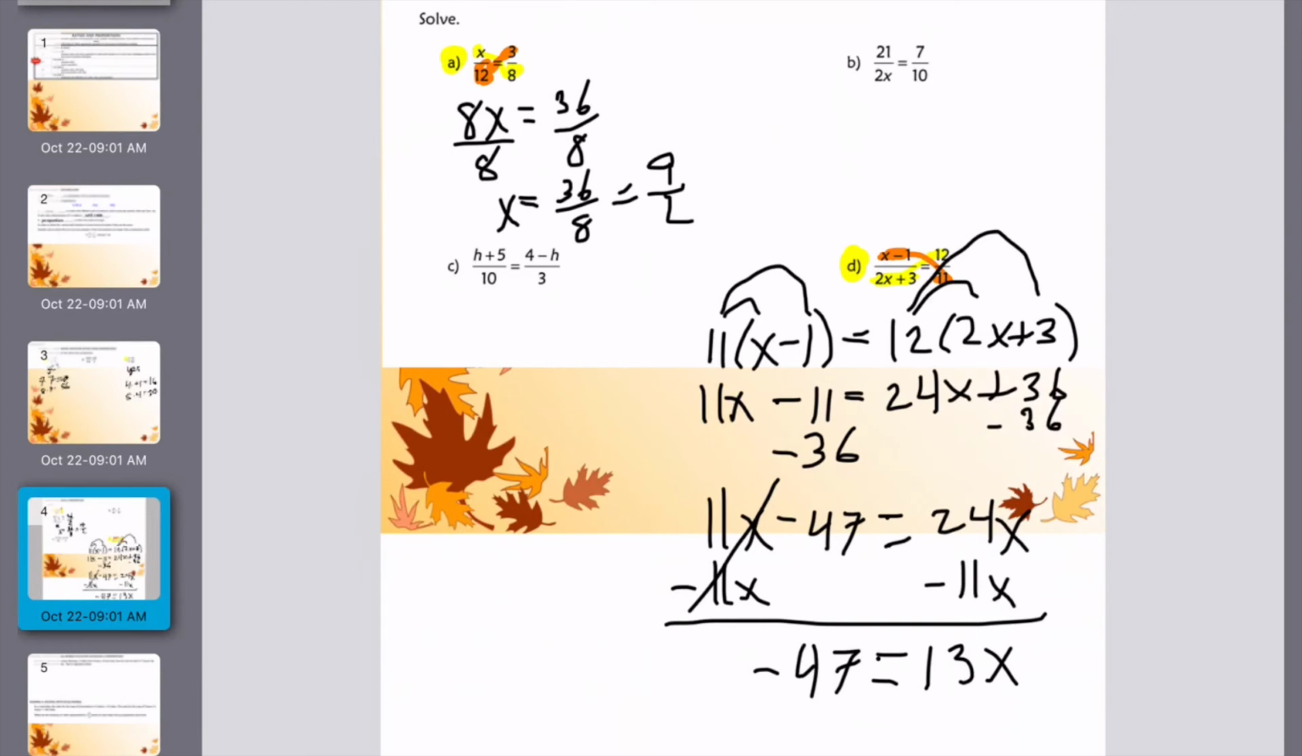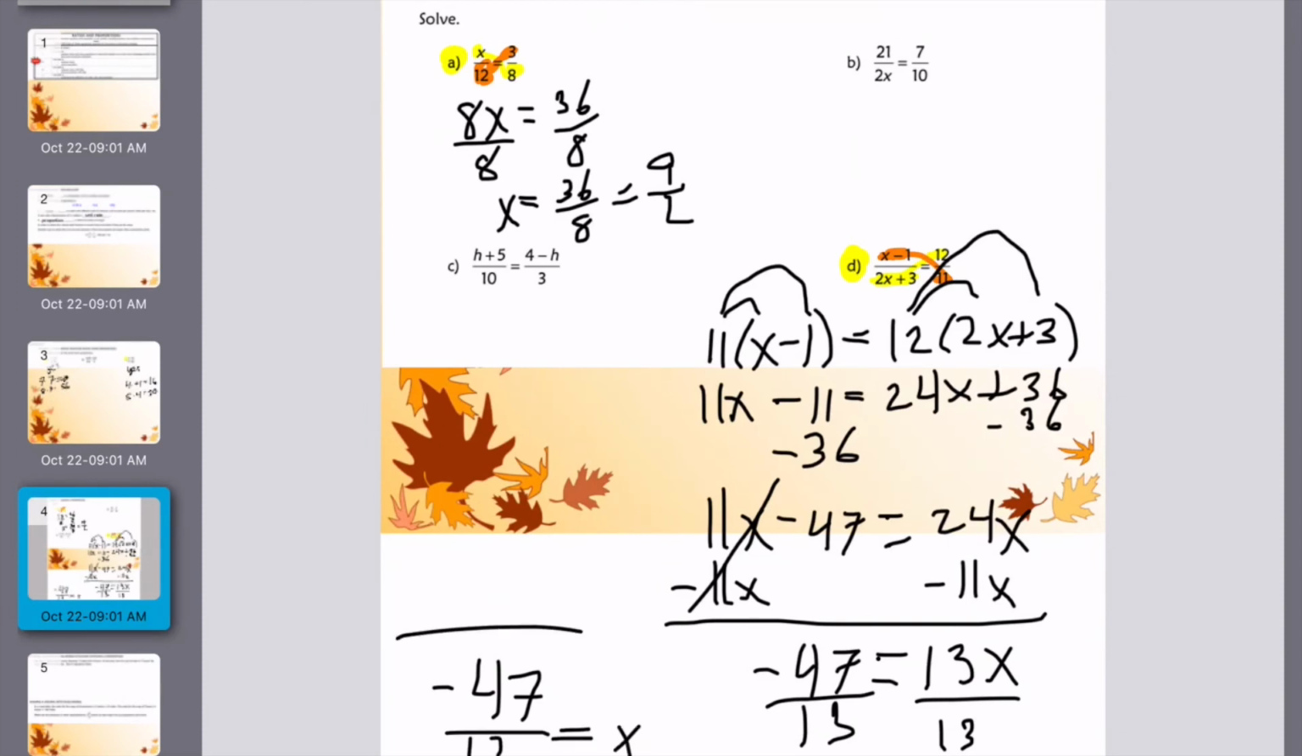Now the last thing that I have to do to solve for x in this situation is divide by 13. And ultimately, I'm left with my answer of negative 47/13 equals x. And that's going to be my final answer because that cannot be reduced any further.